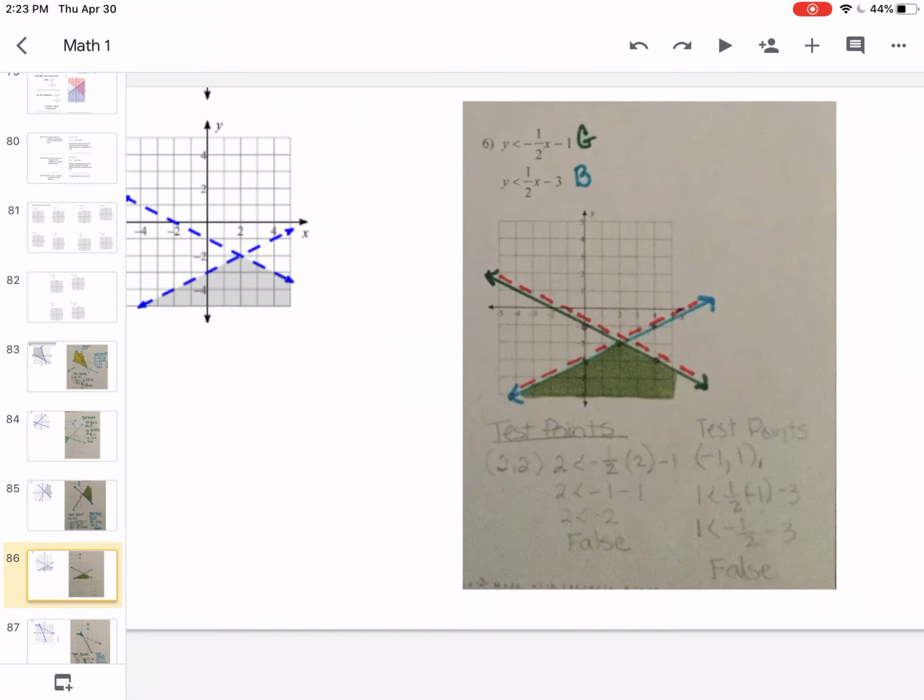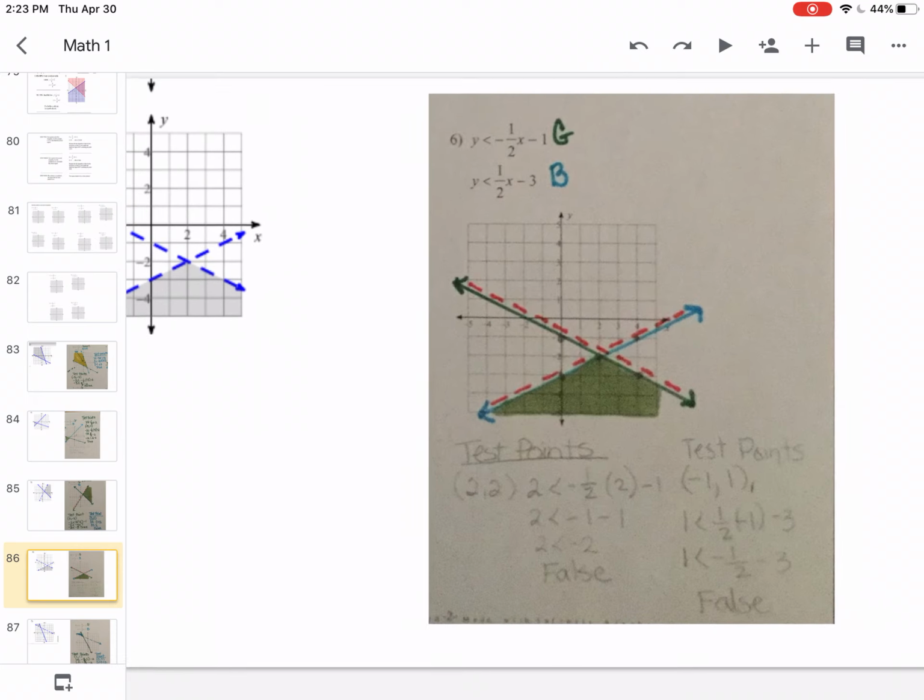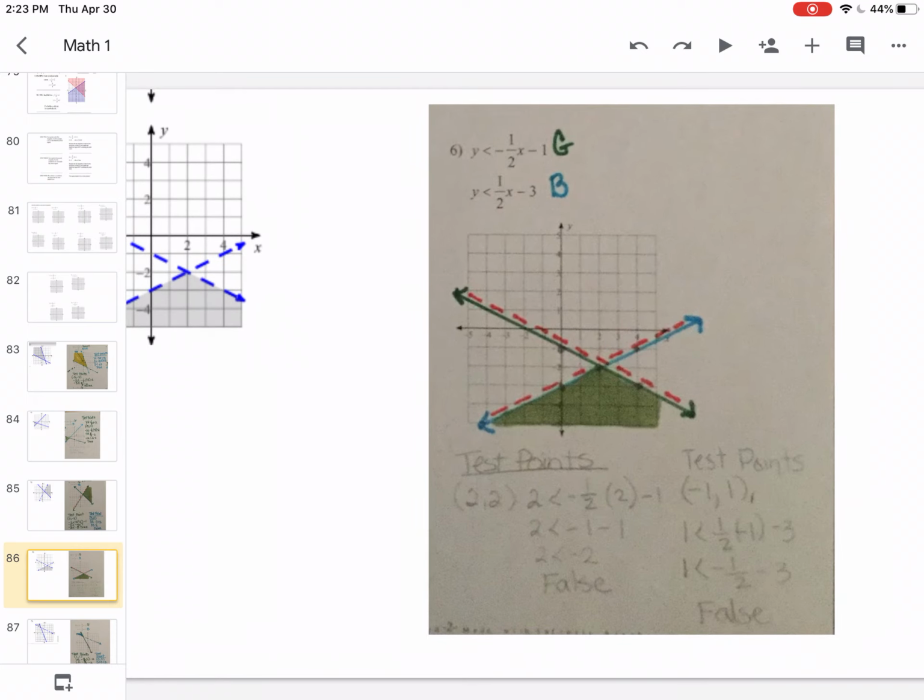Okay, so for the next one, you can see that they both don't have a line underneath them, so they're both dashed lines, okay? And you can see the test points that I put in, okay? The first one came out false, and the next one came out false. So I knew that it wasn't going to be in those areas, okay?